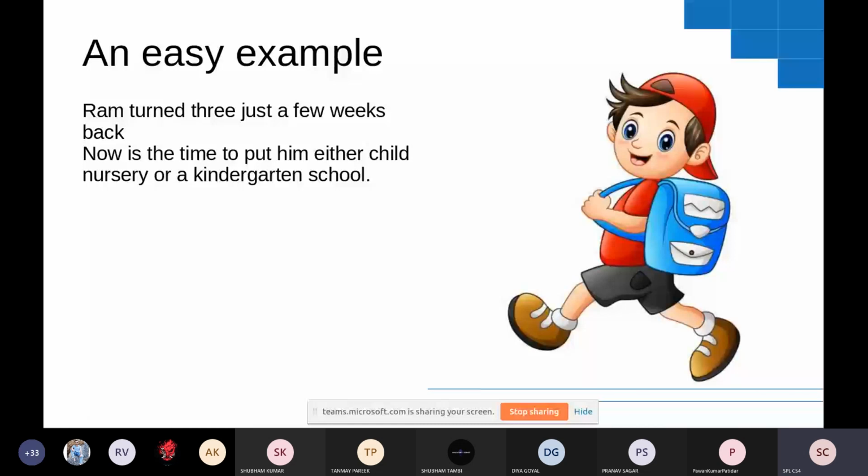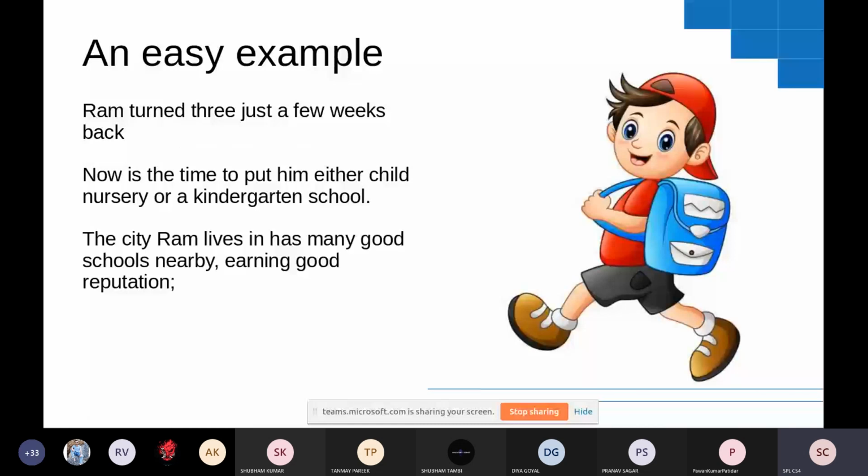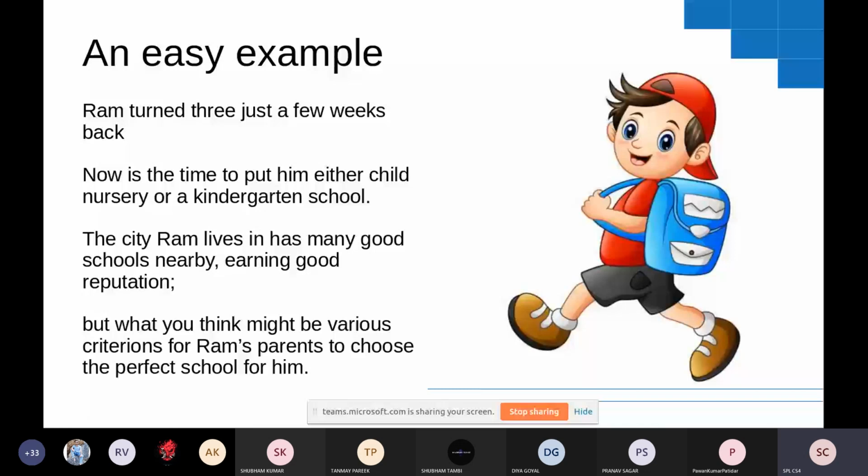Now, the city Ram lives in has many good schools nearby, okay, and all those various schools earn a good reputation in society. Now, what do you think might be various criteria for Ram's parents to choose a perfect school for him? Okay, so it's a very easy story that Ram is a small guy of about 3 years.